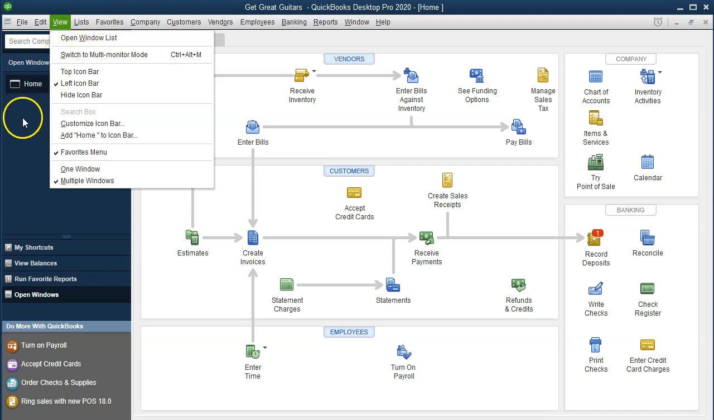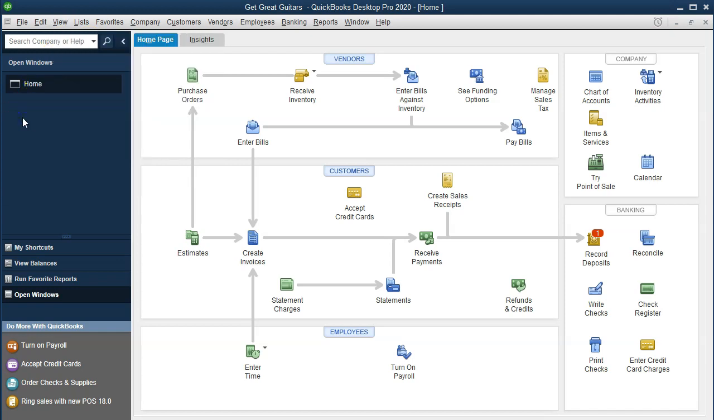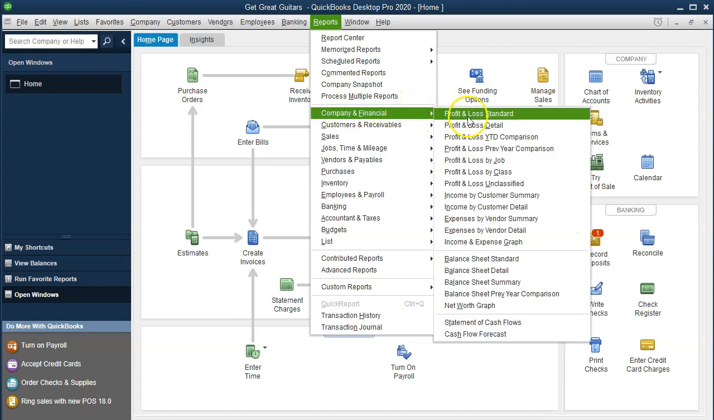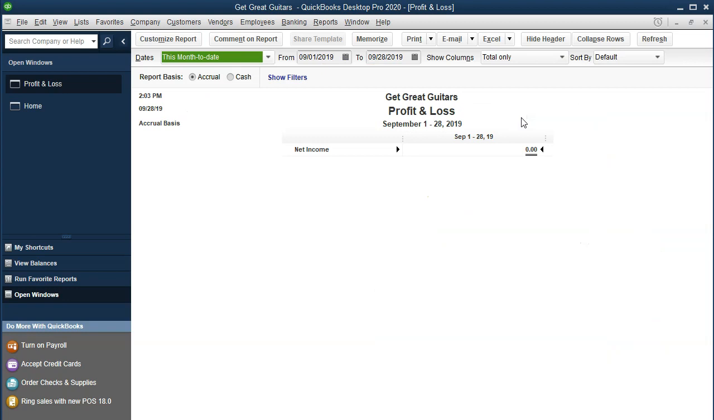We're now going to be creating a budget. We're going to be creating a profit and loss or income statement type budget to project out into the future. To do that, let's consider our income statement. So we're going to go to the Reports dropdown. We're going to go down to the Company and Financials, and then to the Profit and Loss Standard. Now, currently we have the profit and loss in there for 2 months of information.